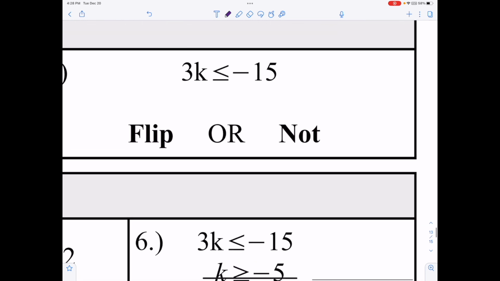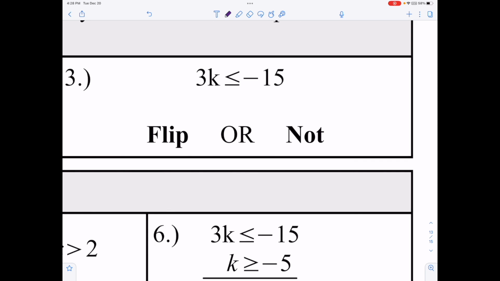Okay, let's test out our rule again. I have a 3 times k. To get rid of the 3, we're going to divide by 3. I'm not multiplying or dividing by a negative, so I am okay. So I do not need to flip the sign.